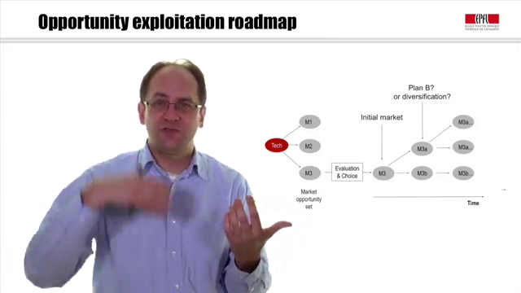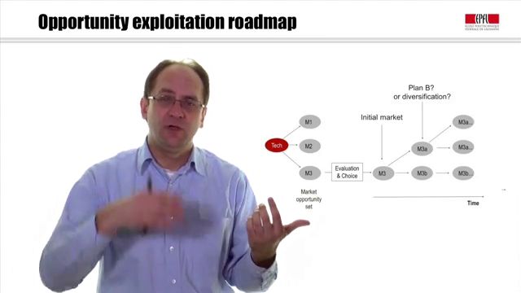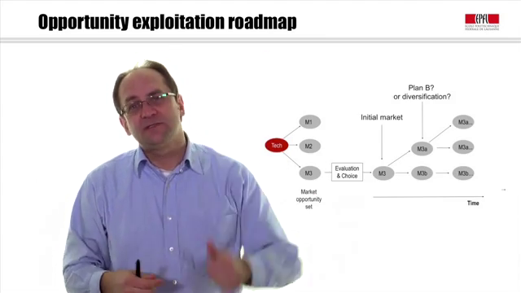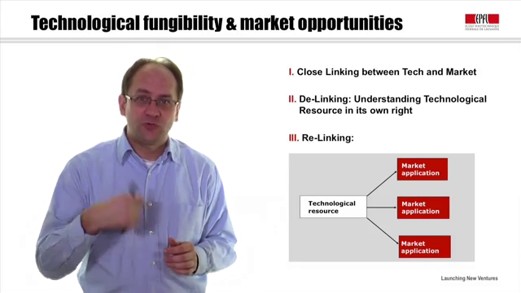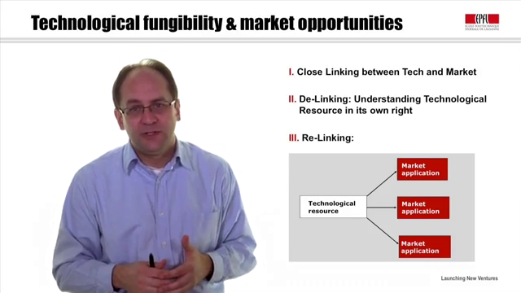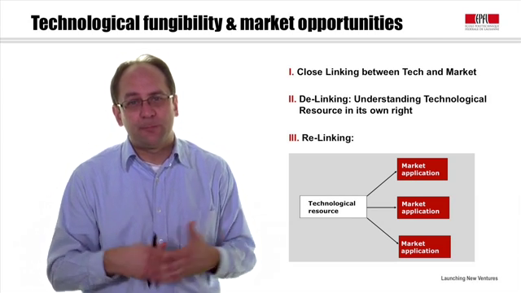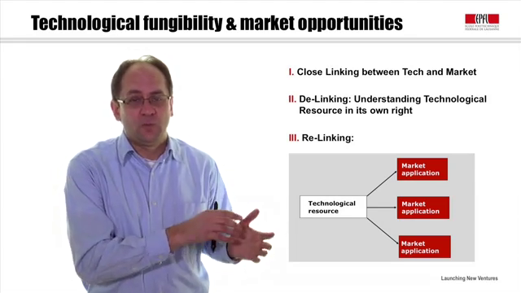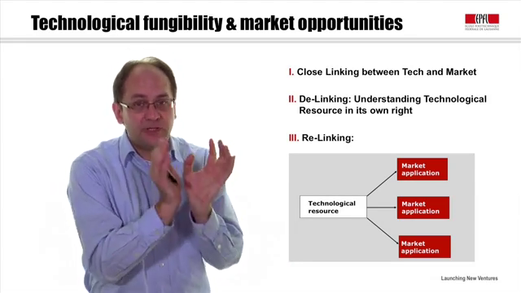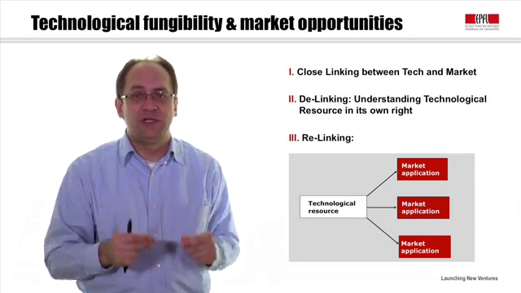You say I have a technology that allows me to cater to multiple market domains, or I start with a market and I see which technology or which technologies could provide that service. In order to understand technological fungibility, we had come up with a 3-step process that is starting with the understanding that you typically have a closely linked technology and market.